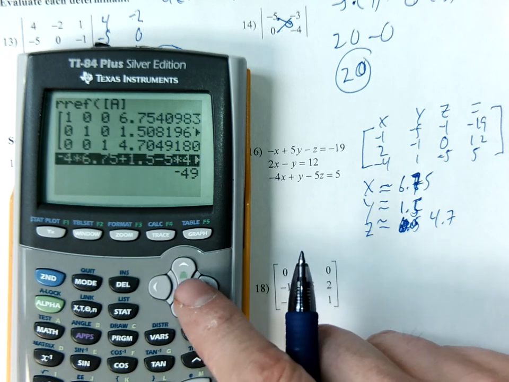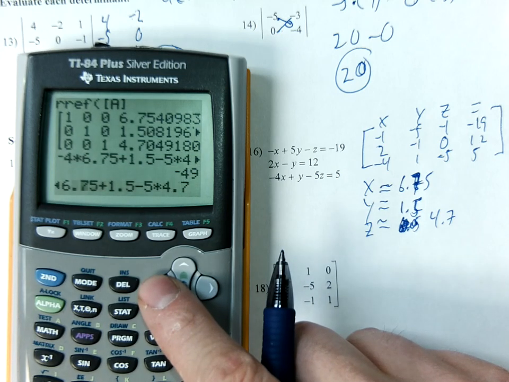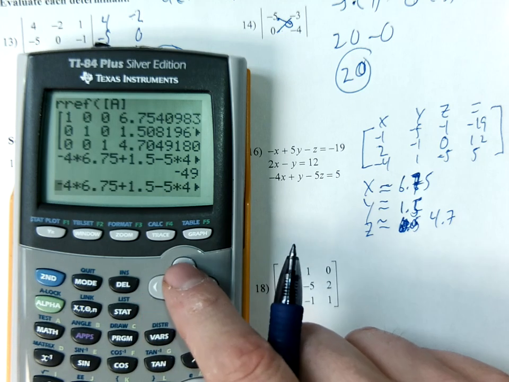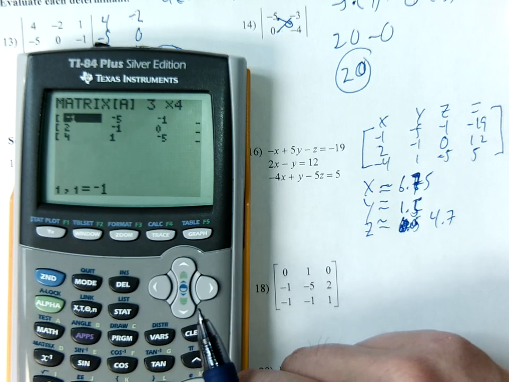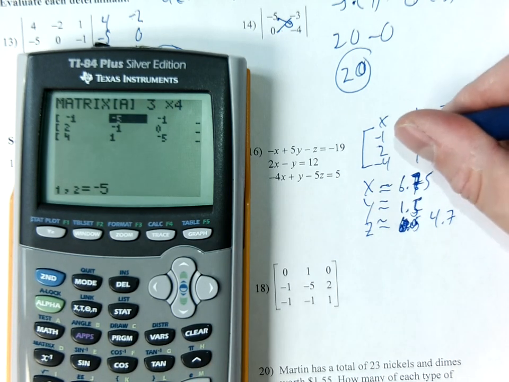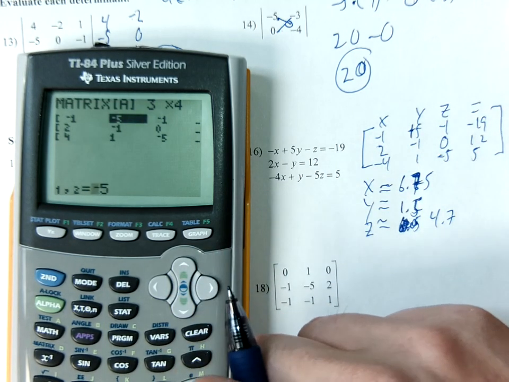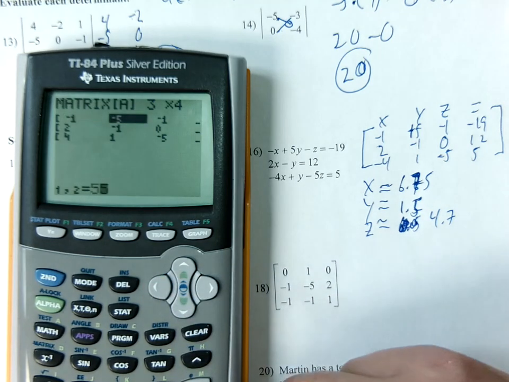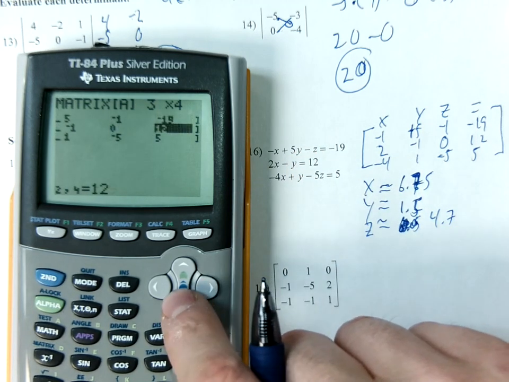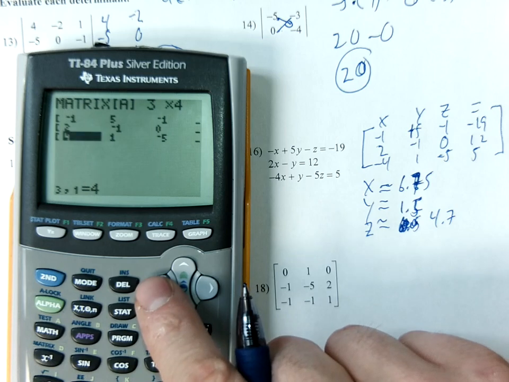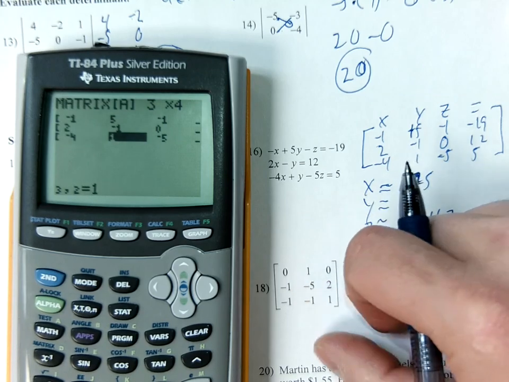Which it's not here. So that right there kind of tells me I did something wrong. Oh, there's one of my mistakes. It's supposed to be positive 5. Positive 5, not negative 5. And this is supposed to be negative 4. Sorry guys, I'm way off today with these. So let's try it now.